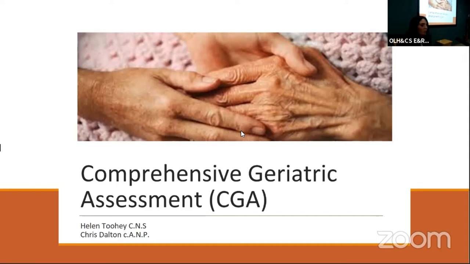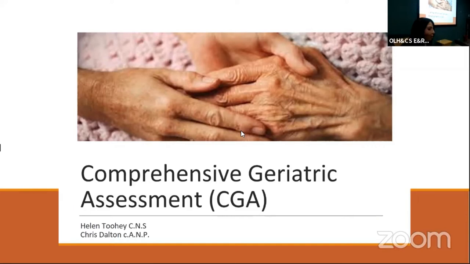A lot of you have probably heard about it, but just to give you a definition of what it is, and Helen will go through where it's been shown to be beneficial. It's an organized approach to assessment designed to determine an older person's medical conditions, mental health, functional capacity, and social circumstances. The purpose of it is to implement a coordinated plan of treatment, rehabilitation support, and long-term follow-up.